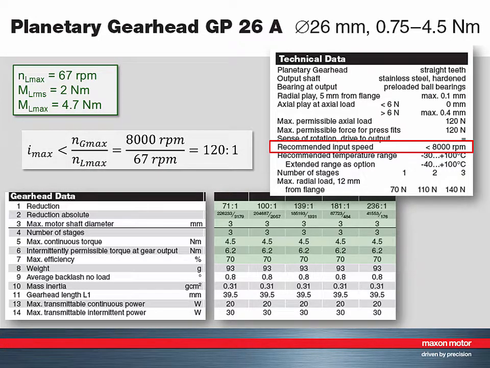In order to obtain a load speed of 67 RPM, the reduction ratio of the gearhead should not exceed 8000 divided by 67. It is 120:1. The next smaller gearhead reduction available is 100:1, and that's the gearhead we're looking for.